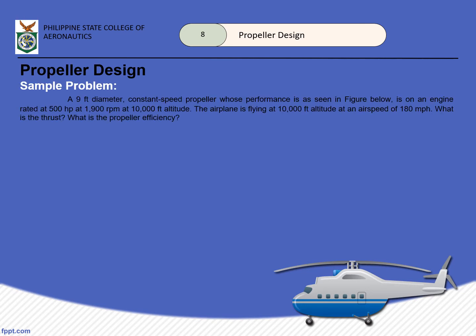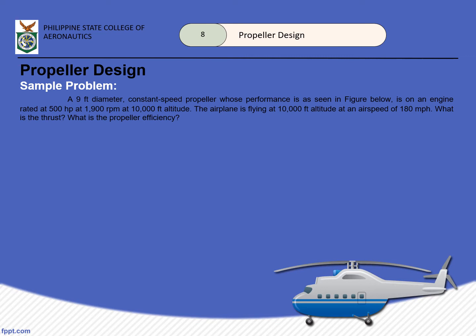Okay, so here is our sample problem. A 9-feet diameter constant speed propeller, whose performance is as seen in the figure below, I would be showing you the curve later, is on an engine rated at 500 horsepower at 1900 RPM and 10,000 feet altitude. The airplane is flying at 10,000 feet altitude at an airspeed of 180 miles per hour. What is the thrust and the propeller efficiency?